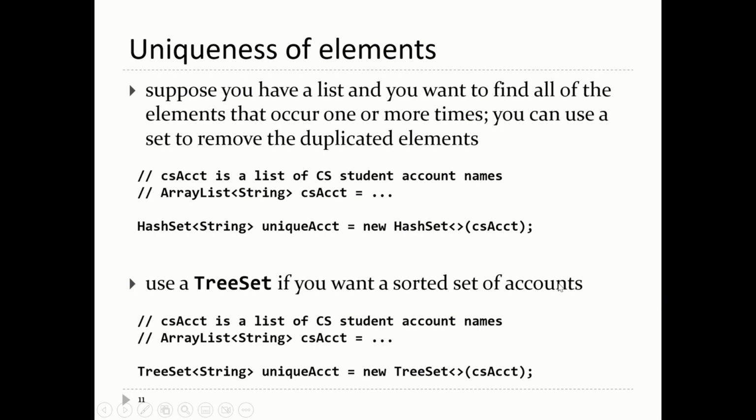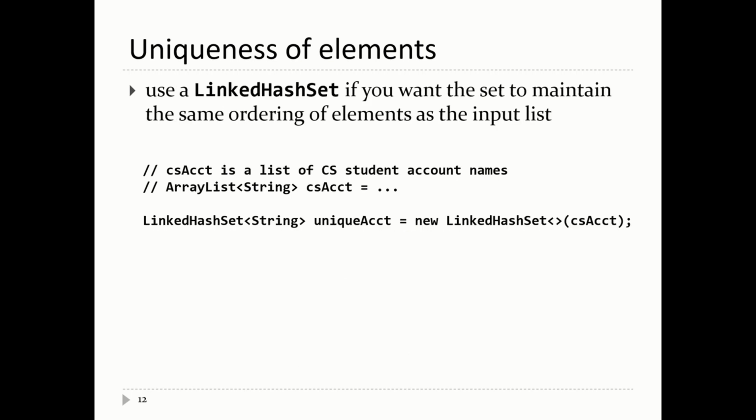If you want to know the unique account names in sorted order, just use a tree set instead. So pass the list to a tree set, and tree set will produce a sorted list of unique account names. And if you want to maintain the same ordering as the original list, that's when linked hash set becomes useful, because linked hash set will keep the order of the elements that are in that list.